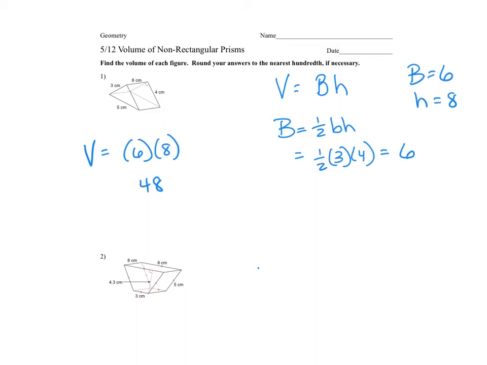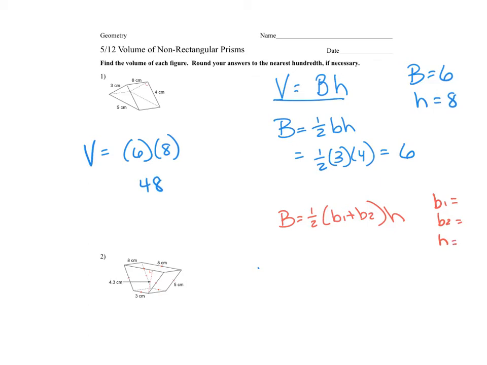So the next one, the base is a trapezoid. So we still have the same formula up here. But now the formula for the base is 1/2 B1 plus B2 times the height. So here we have to find B1, B2, and the height of the trapezoid. So you're just going to look at the base for this. The heights are different. You're not going to use that same height to find the height of the whole prism. And that's where people mess up.